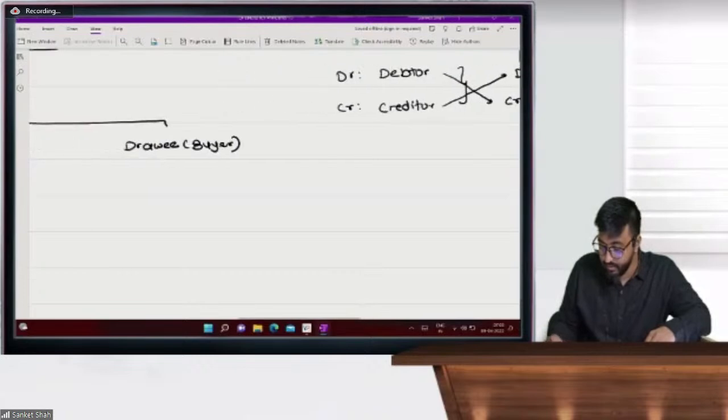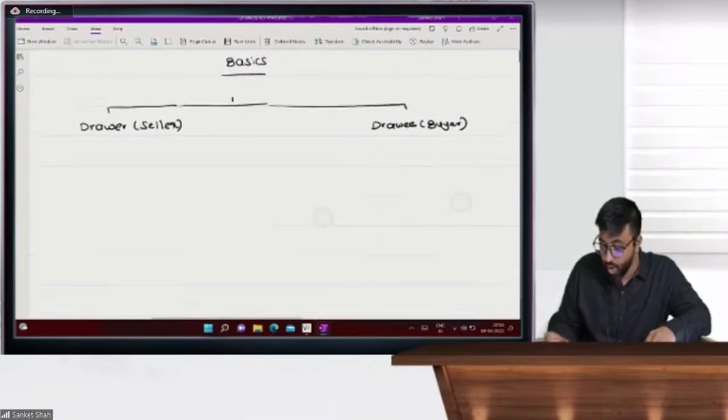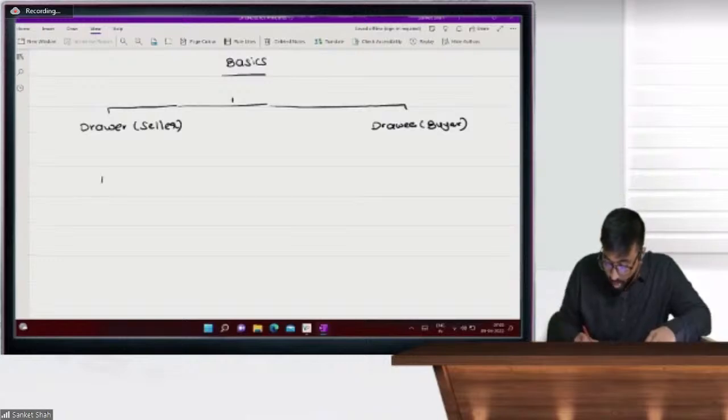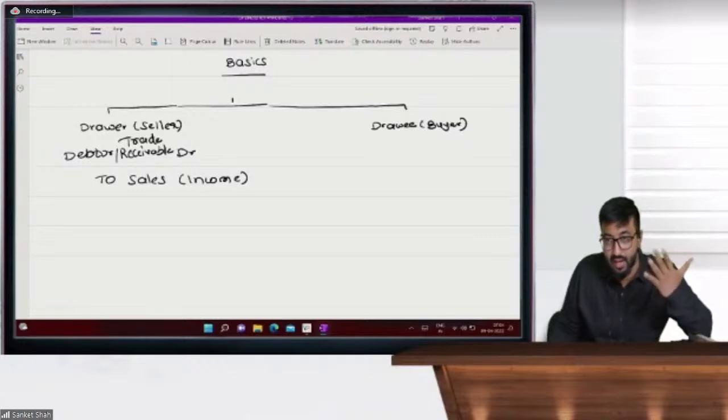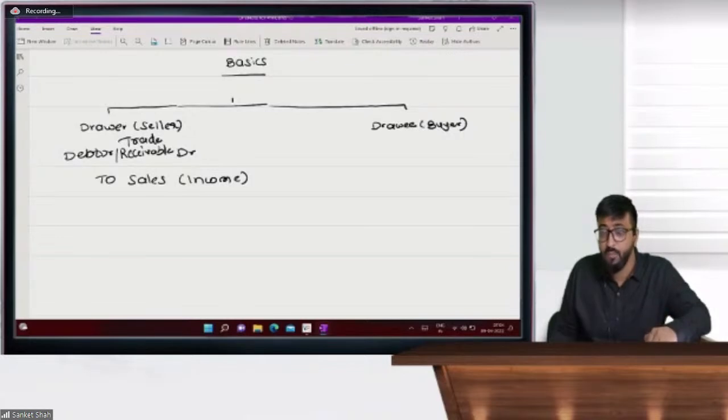So friends, drawer entries. What is the first entry, beta? Drawer means seller, he will sell. So sales is your income, so give credit. And as you are aware, debit the debtor, that is the amount which is receivable, trade receivable. Receivable means debtor, money is going to come in the case of sales. I'm going from very basics, beta, for those from direct entry.